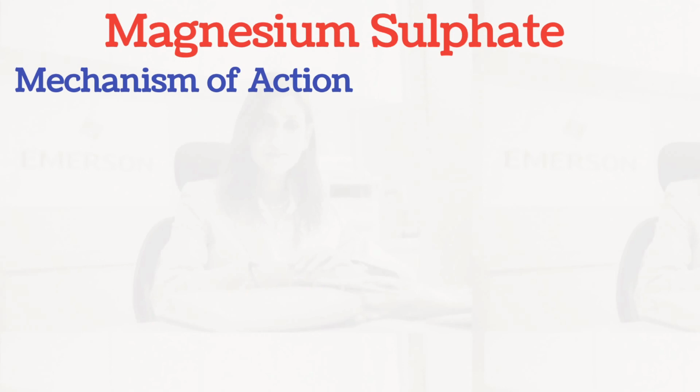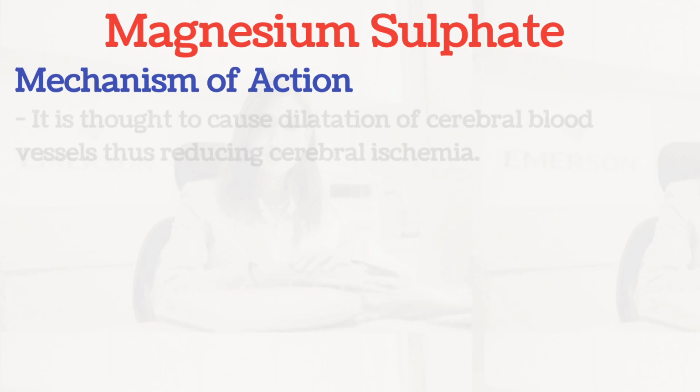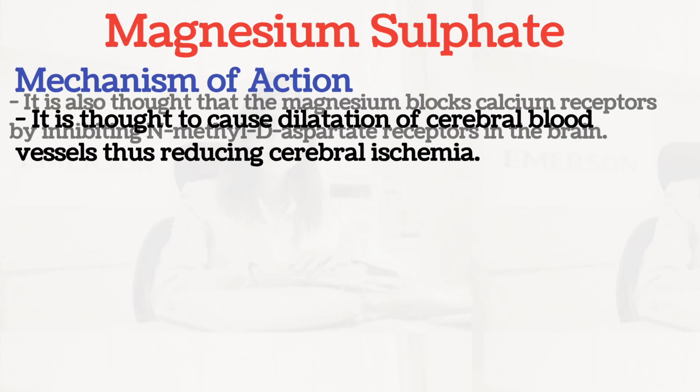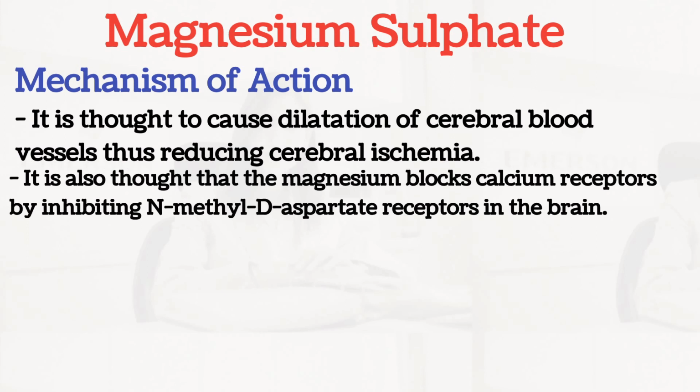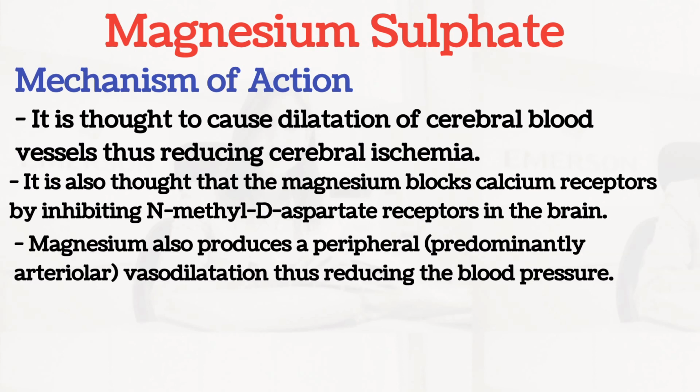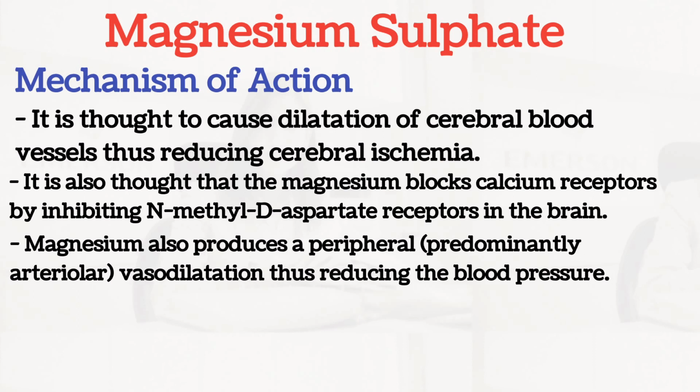It is thought to cause dilatation of cerebral blood vessels, thus reducing cerebral ischemia. It is also thought that the magnesium blocks calcium receptors by inhibiting N-methyl D-aspartate receptors in the brain. Then magnesium also produces a peripheral, predominantly arteriolar vasodilatation, thus reducing the blood pressure.